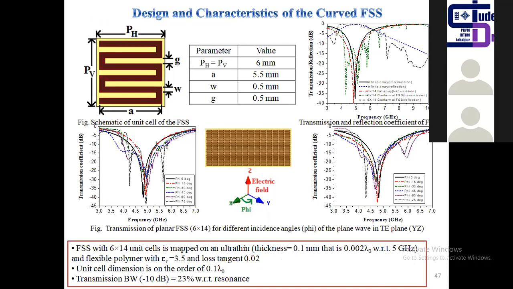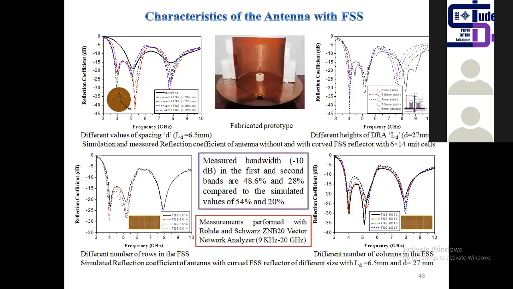And the purpose is the same, that is, we can get omnidirectional radiation at some frequency and directional radiation at other frequencies. But the FSS here is designed on a curved surface or curved structure. So that is one interesting thing about it. You can use some polyimide material for this purpose, where the FSS is made on, you can see, a curved structure.